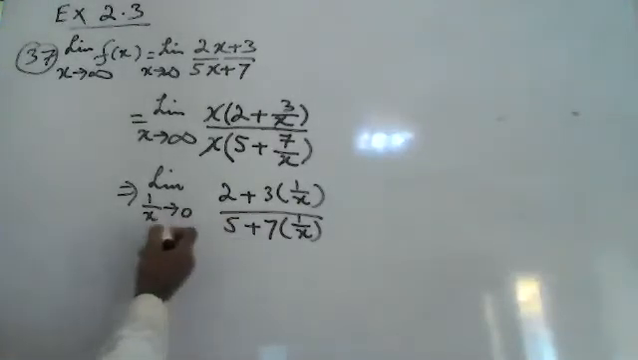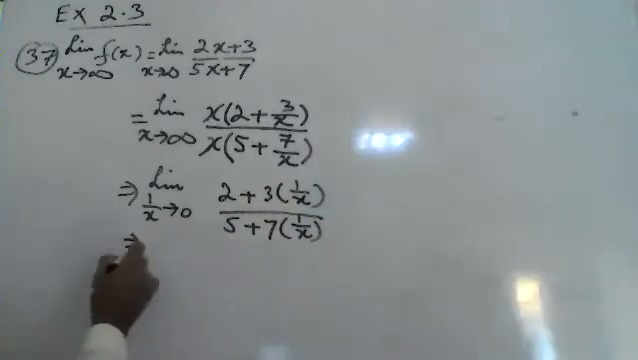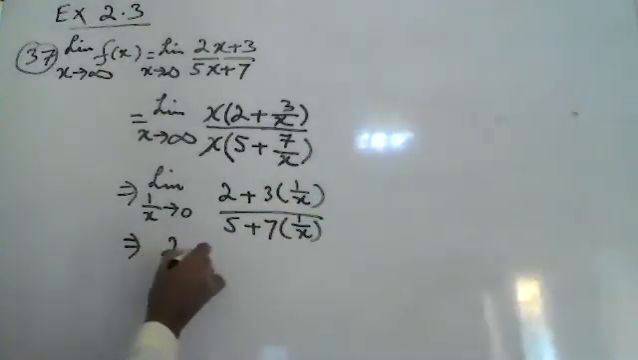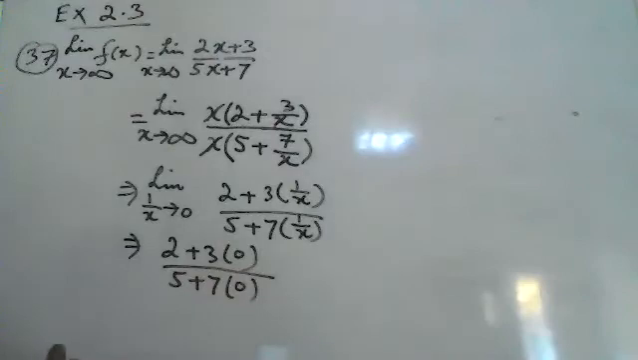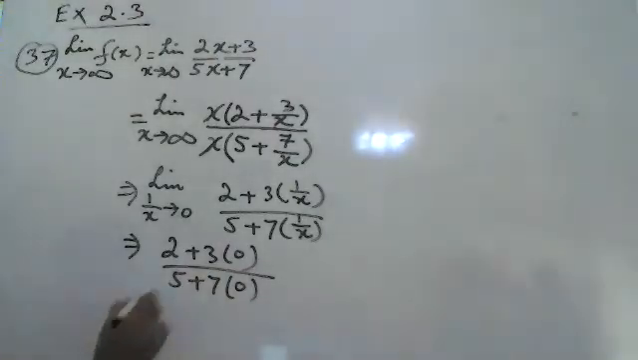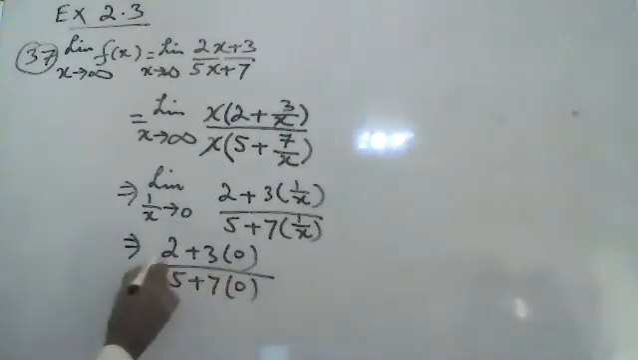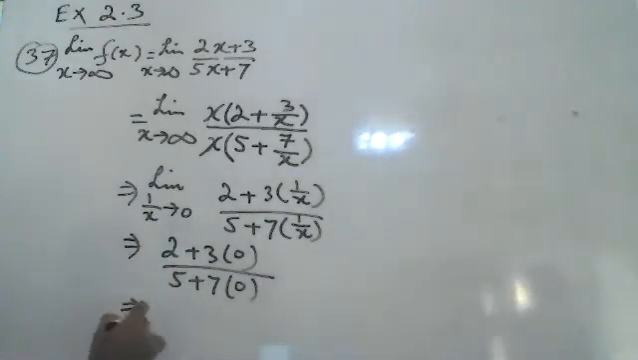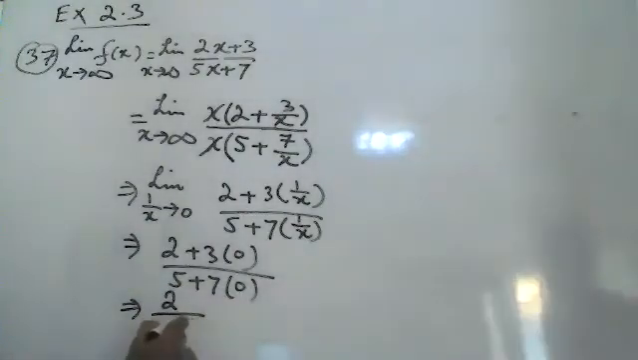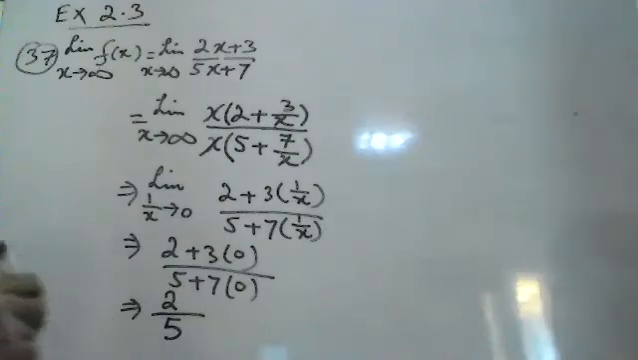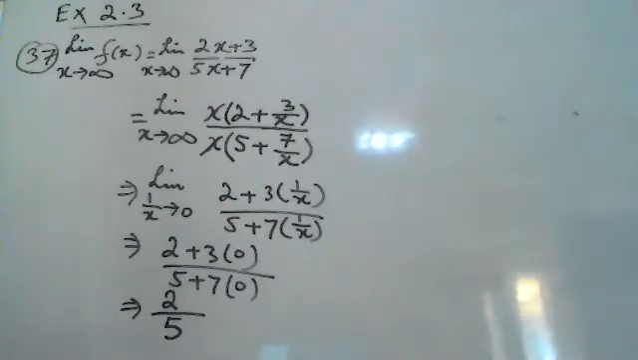Now we'll substitute 1 over x is 0. So (2 plus 3 into 0) upon (5 plus 7 into 0). 3 into 0 will be 0, so 2 plus 0 will be 2. 7 into 0 will be 0, so 5 plus 0 will be 5. So 2 over 5 is the answer.